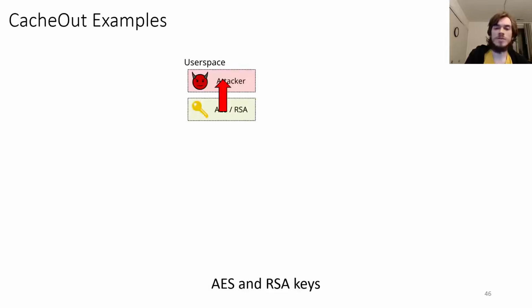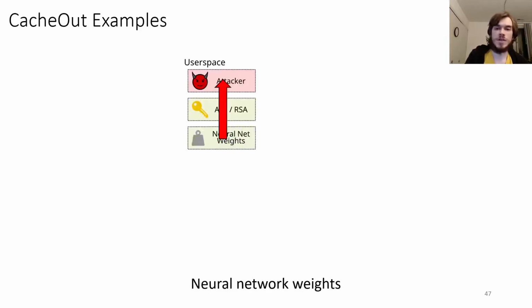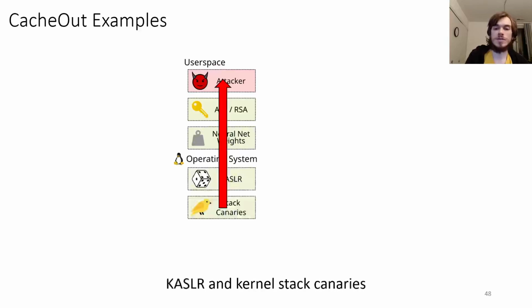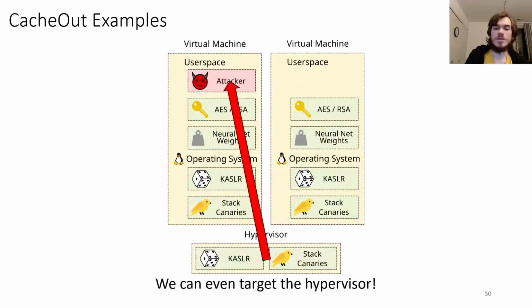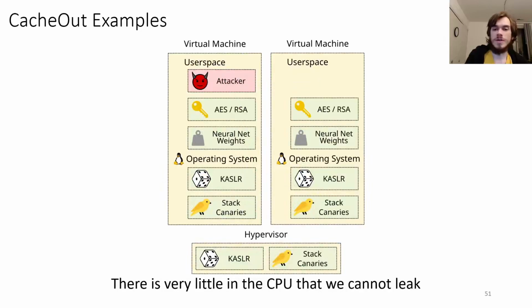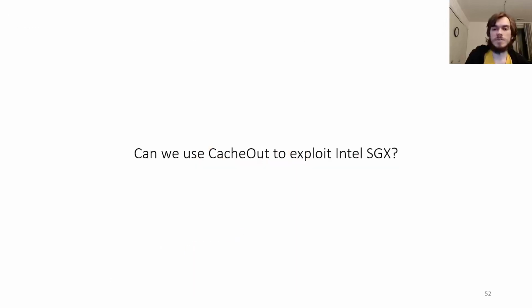We actually managed to leak AES and RSA keys. We can leak neural network weights across processes. And we can even target KASLR and kernel stack canaries from the operating system. And all of this works across virtual machines, and you can even target the hypervisor. Actually, there's very little left in the CPU that we cannot leak.